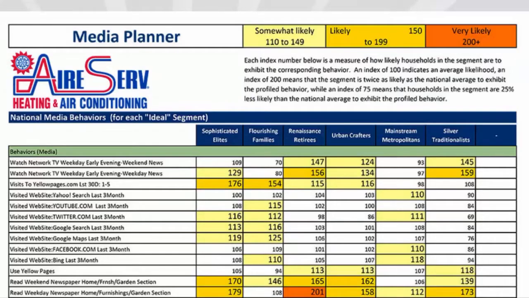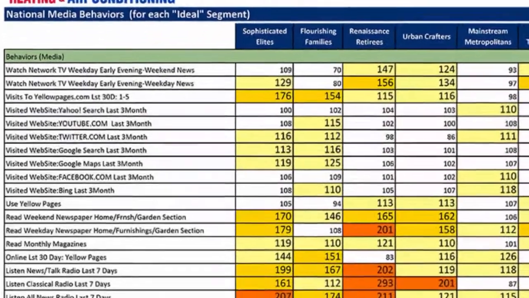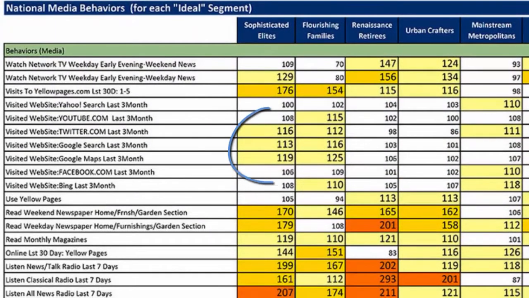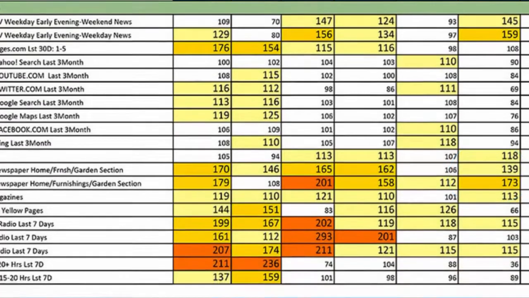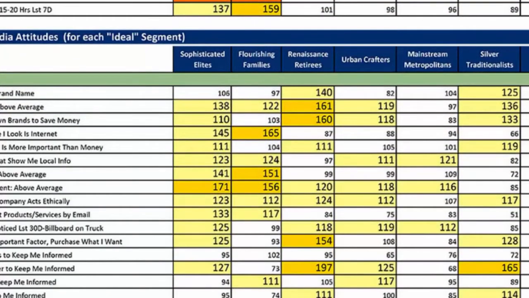The next portion of this tool is actually consumer buying behavior. So now we know how many of these people live in your market. We also know where they go to get their information. For instance, sophisticated elites, as you can see, spend a lot of their time getting their information off the internet, whereas the silver traditionalists spend most of their time gathering their information from newspapers, mailers, and handouts. This can be very impactful on an independent contractor, because if you don't know that half of your marketplace is made up of sophisticated elites, and you're not spending time and energy on the internet, you could be losing a very large portion of your potential customer base.